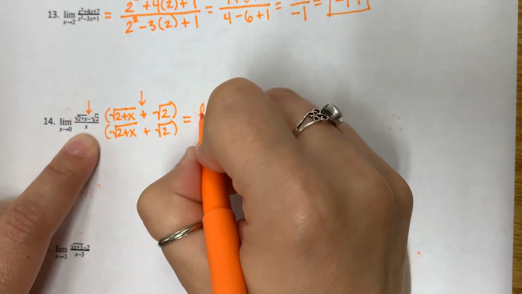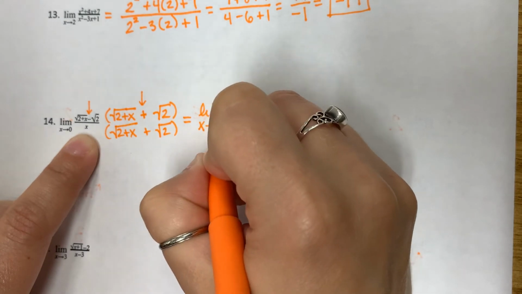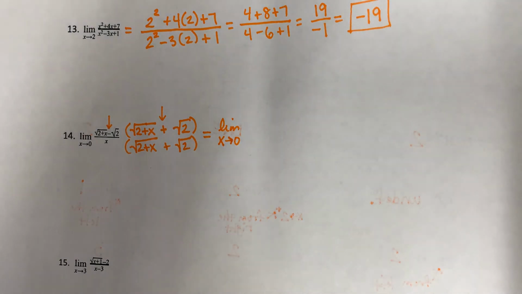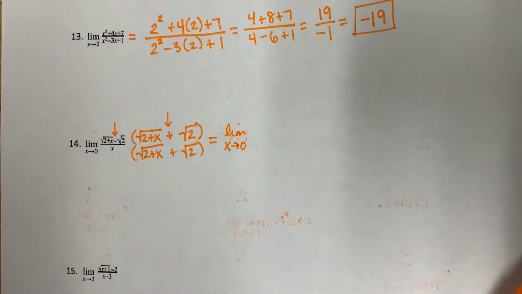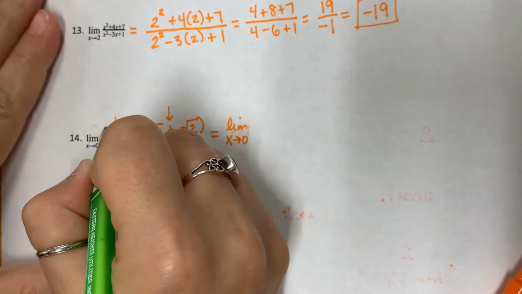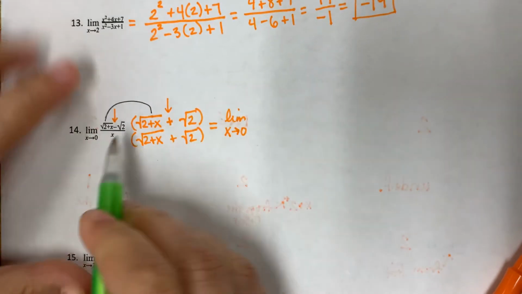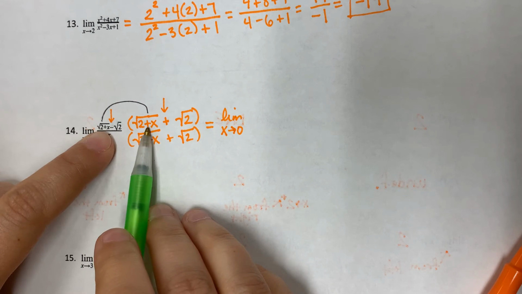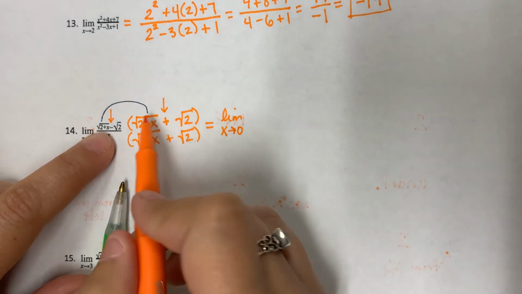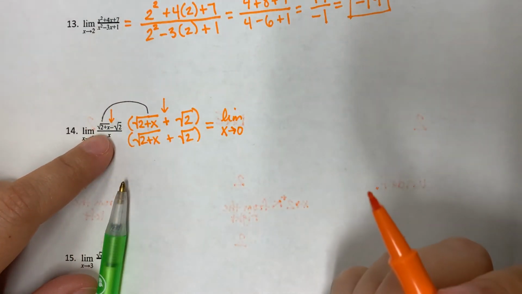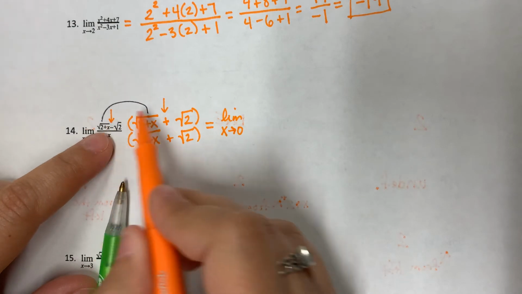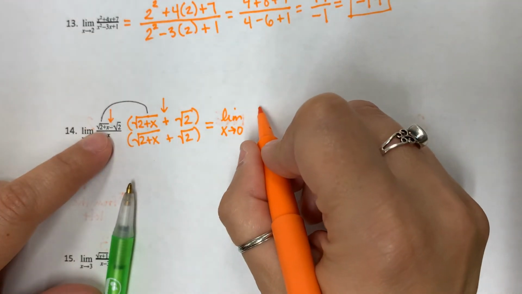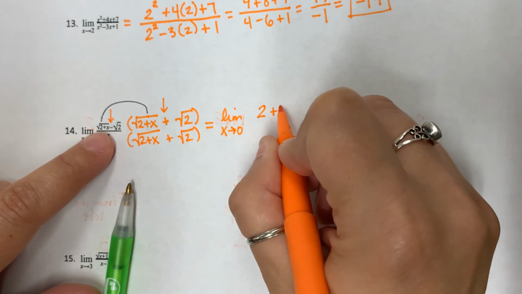Okay, so this is what's going to happen. My limit as x approaches 0 stays the same, but now I'm going to multiply this out. So let me use a different pen here. If I take this times this, the square root of 2 plus x times the square root of 2 plus x, those square roots just cancel each other out. It's like me saying I've got the square root of something squared. That cancels. So the only thing that's left is what was inside the square root.